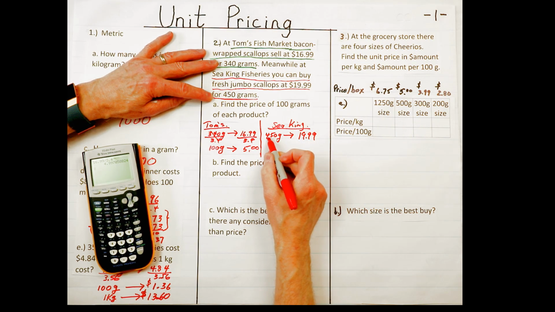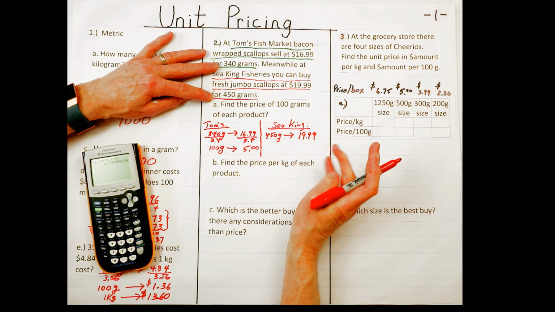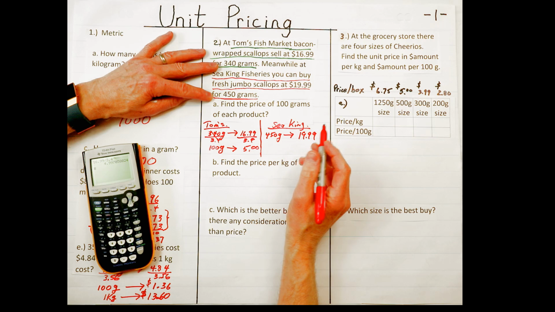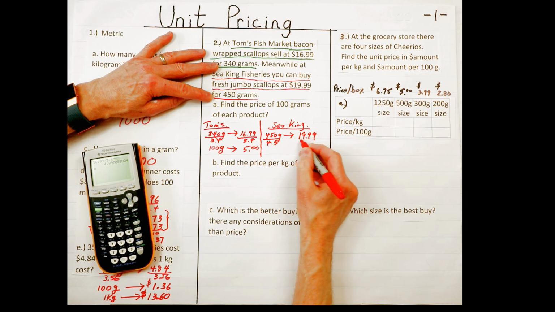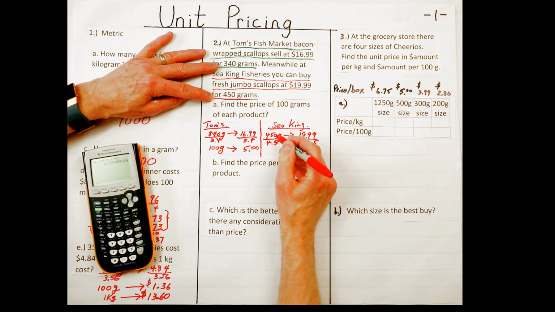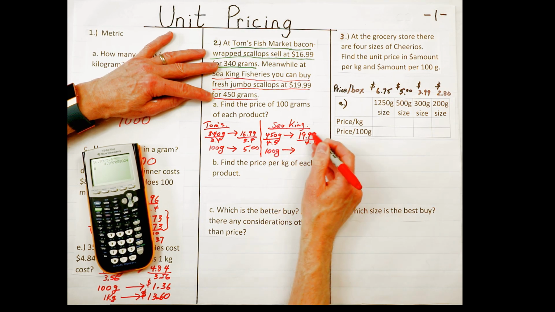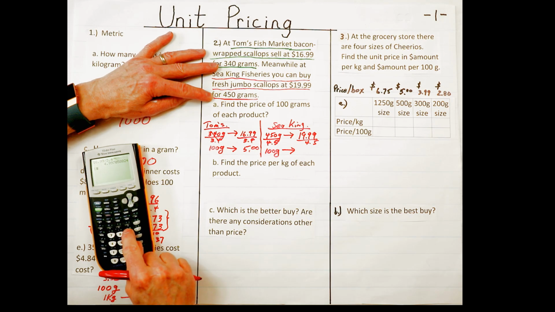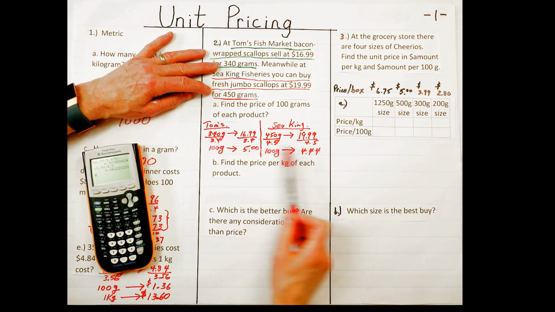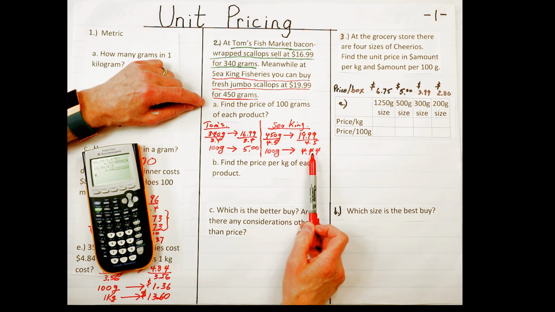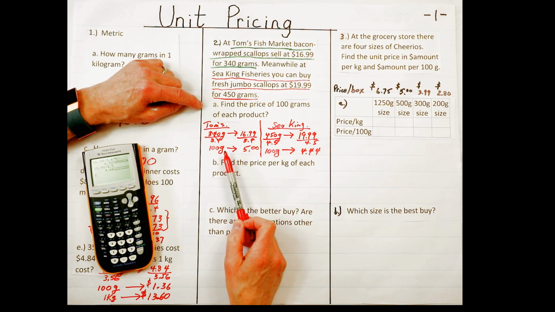So what can I divide 450 by to give me 100? Is starting to get used to what I'm doing here. So if I divide by 4.5, then I'm going to get 100 grams over here. And then if I divide 1999 by 4.5, that's going to give me 444. So you can already see that Sea King is cheaper than Tom's.